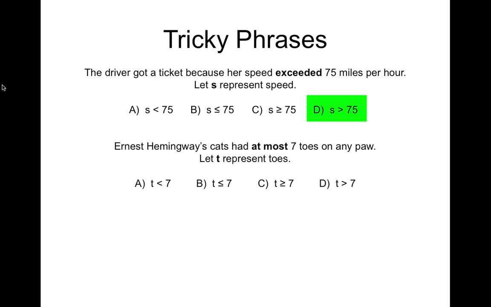Ernest Hemingway's cats had at most 7 toes on any paw. If we represent the number of toes with the variable t, which statement is appropriate? The most they had was 7 toes. So should we say the number of toes was less than 7, less than or equal to 7, greater than or equal to 7, or greater than 7? What do you think? If they had at most 7 toes, that means they had exactly 7 or less. So the number of toes is less than or equal to 7.